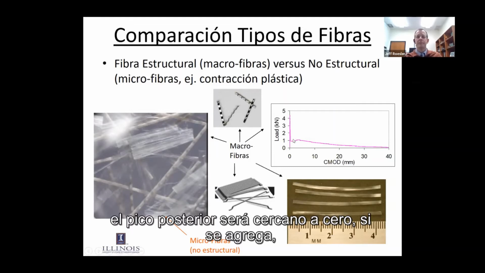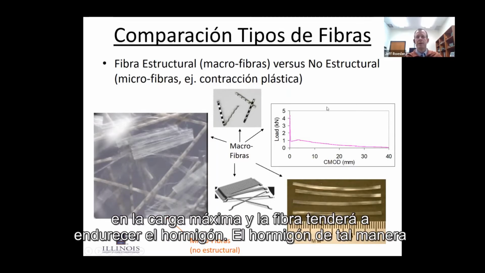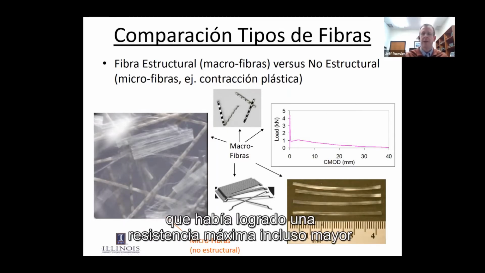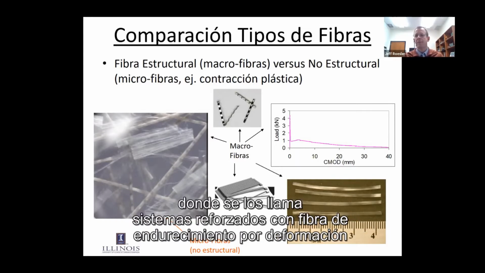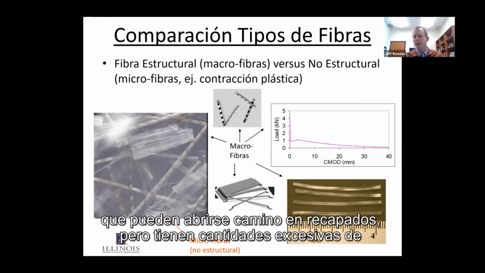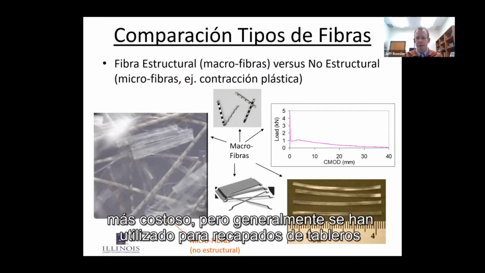If I add, let's say, 2% fibers, I actually may have no drop in the peak load, and the fiber would kind of harden the concrete such that I achieve even a greater ultimate strength. And some of these systems are now coming into the market commercially, where we have what we call strain hardening fiber reinforced systems. They may make their way into overlays, but they have excessive amounts of fibers, and this is obviously going to be much more costly, but they've typically been used for bridge deck overlays right now.